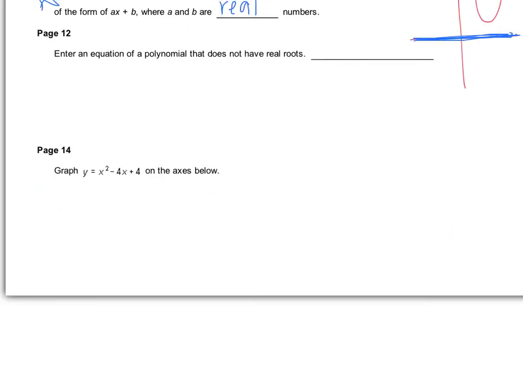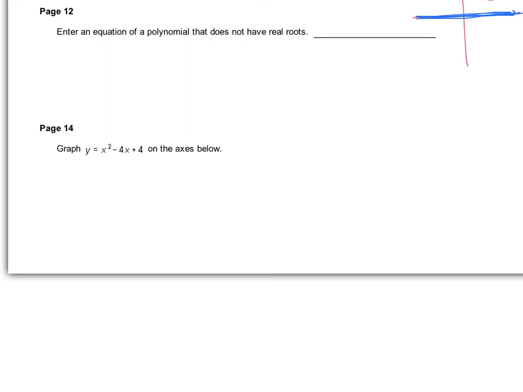So if you have a question that tells us to graph y equals x squared minus 4x plus 4 on the axis below, I've already graphed it, so I'm just going to draw what the picture looks like. It looks something like this. On the next page, I'm not going to flip over to that, but you can if you want to.